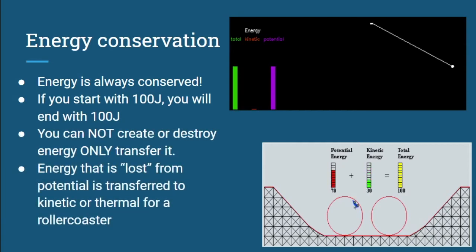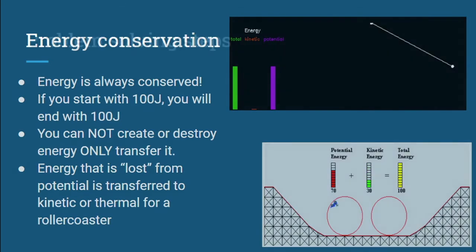And energy that is lost from potential is going to be transferred to kinetic or thermal for, say, a roller coaster. Over here, I have a simulation of a roller coaster, and you can see as this guy makes his way through the loop-de-loops that his kinetic energy is being transferred over into potential and back to kinetic. We also notice the total energy box right here. It's this yellow one, and it remains at 100 the entire time because we cannot create or destroy energy.